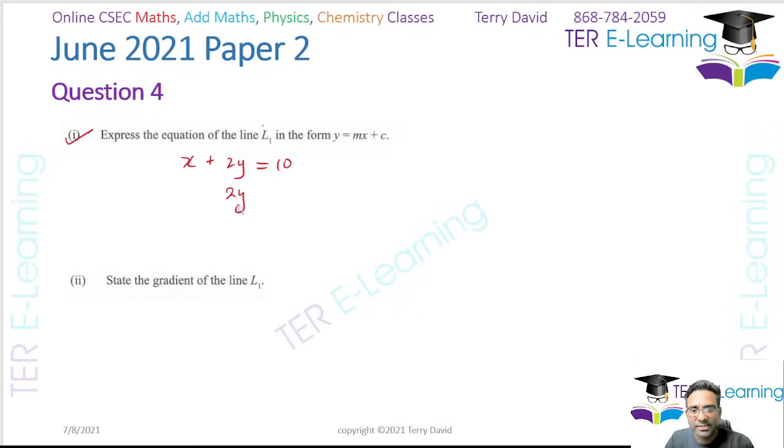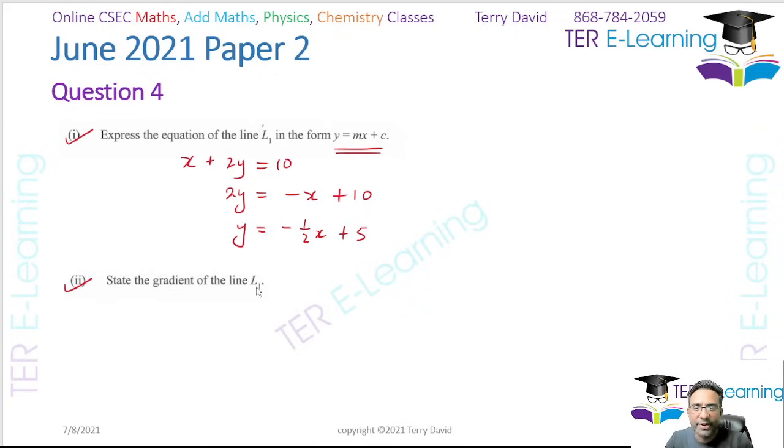So I can write it as 2y is equal to minus x plus 10, right? Now I have 2y on the left hand side here. So what I need to do is to divide everything by 2. So this becomes y is equal to minus a half x plus 5. So that's my equation here, L1, in the form y equals mx plus c.